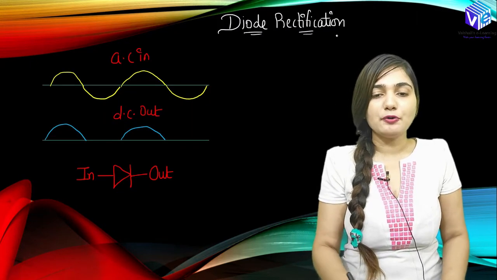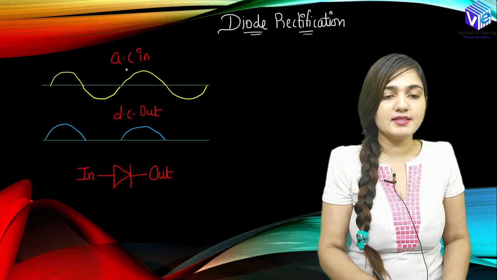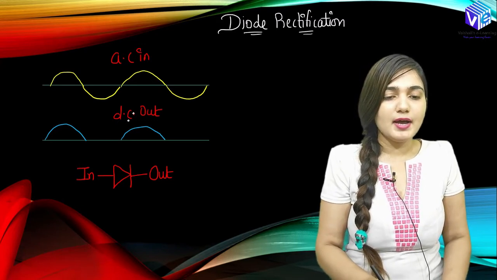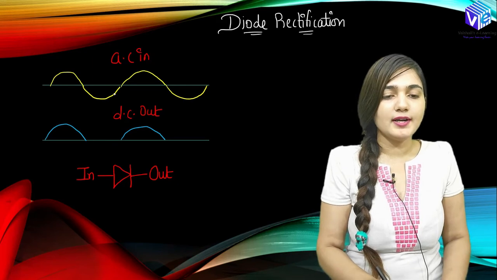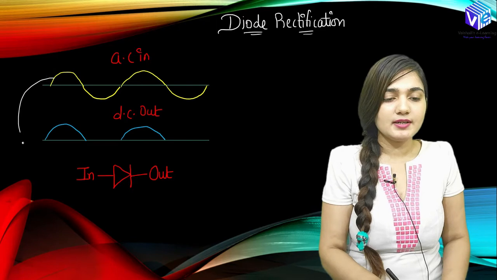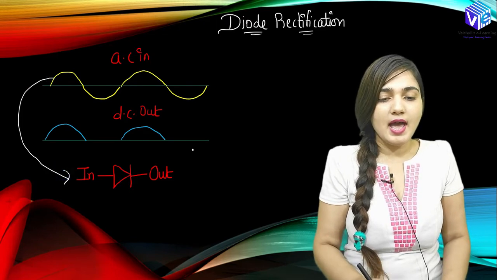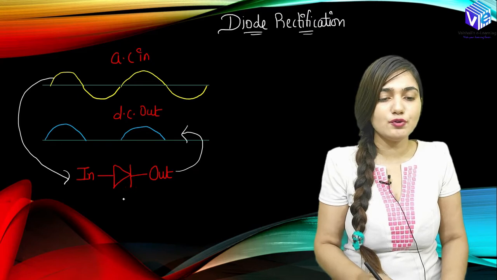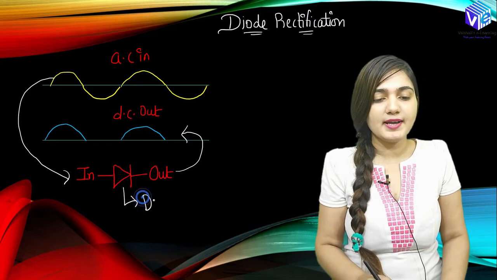So I talked about the diode rectification. So you can see this is the AC signal in. So this is the input signal and now this is the DC output. So the diode, when it is used, this input signal is supplied over here and the output signal that we have received is looking like this. And we have used a simple diode, right?